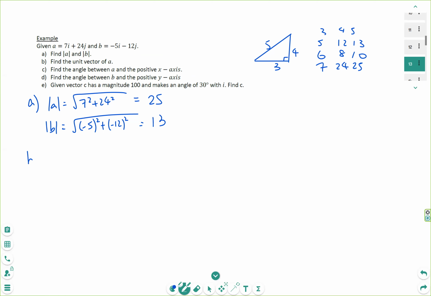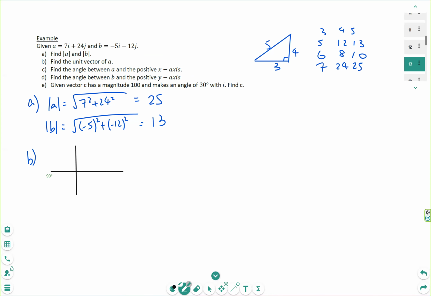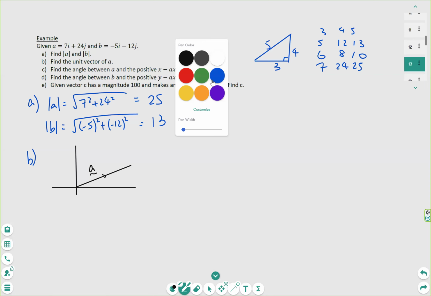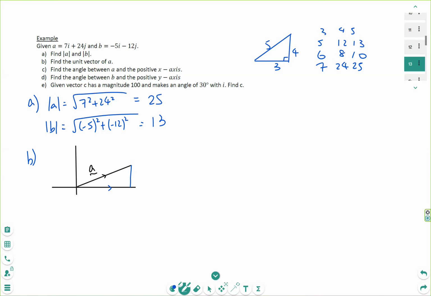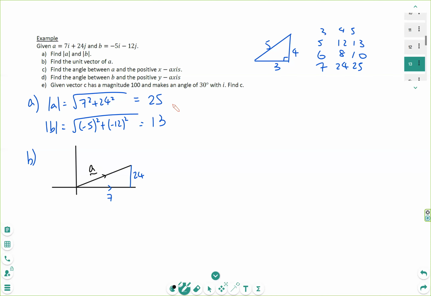Part B. Find a unit vector of a. So what is a unit vector? Well, let me explain in here. So we know a is 7i plus 24j. Let me draw it in here, like this, right? 7i, let me make it a bit shorter in here. So that's a. 7i plus 24j. Oh, it should be the other way around. Anyway, it doesn't matter. So currently, the magnitude, the length of a is 25.